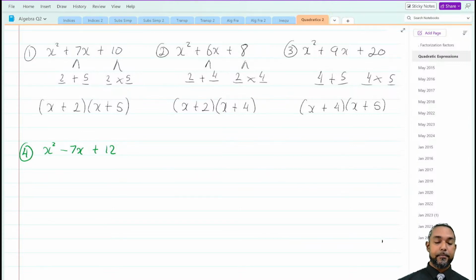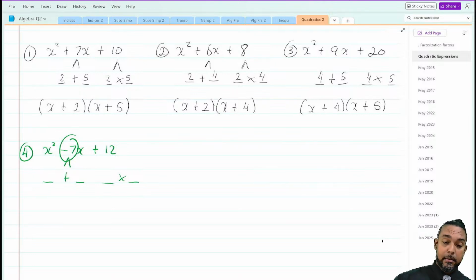Now check this, right? We're looking for two numbers that, when we add them together, give us minus 7, but when we multiply them together, give us positive 12. So how does this work? How can we add two numbers and get a negative, and multiply and get a positive? If both of them are negative. If you add two negative numbers, you get back a negative. If you multiply two negative numbers, however, you get a positive number.